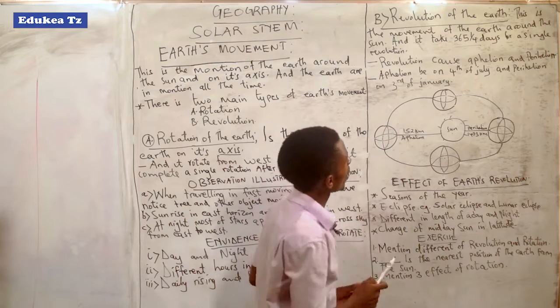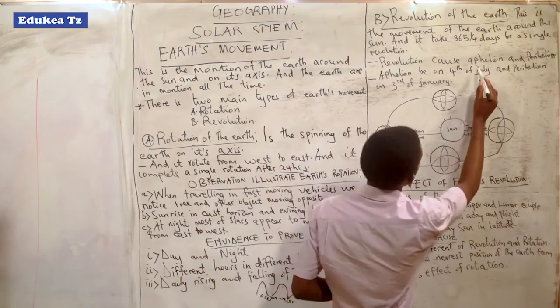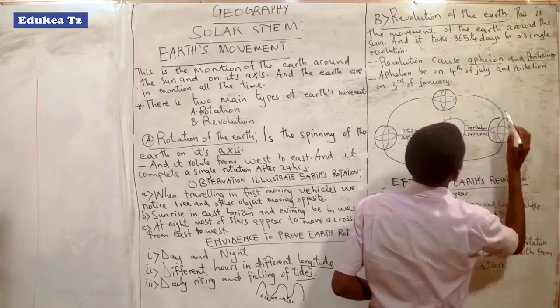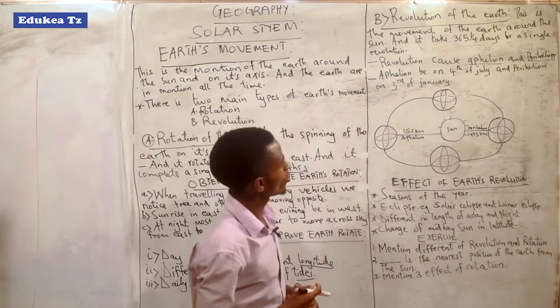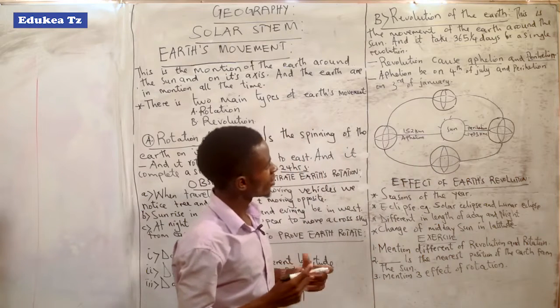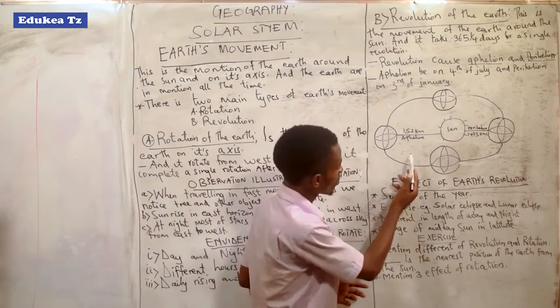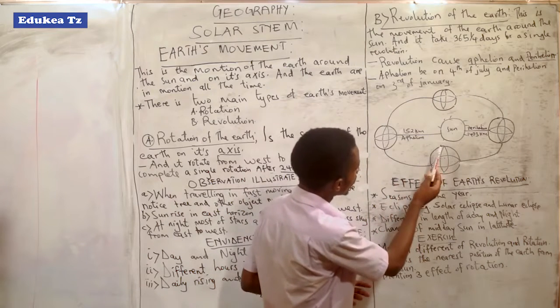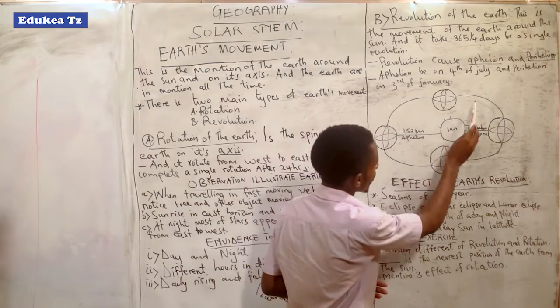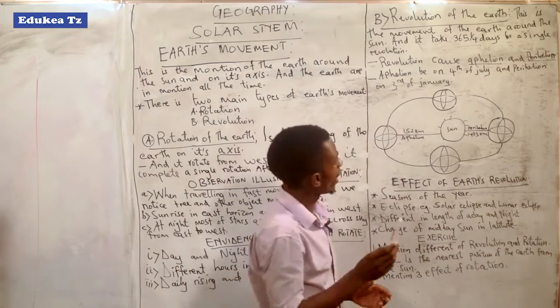So revolution causes aphelion and perihelion. Okay, revolution causes aphelion and perihelion. So what are those? Aphelion, we talk about it. Let me explain from this diagram. Aphelion, when the Earth is revolving, there is a point, the Earth.